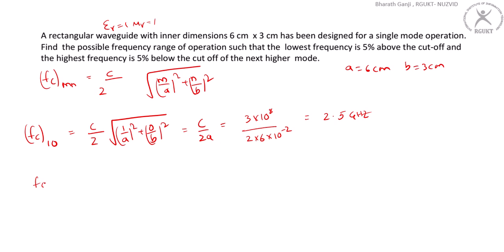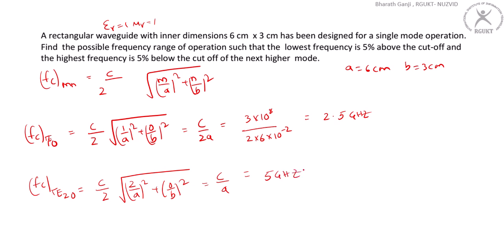So the next higher order mode can be TE20 mode. So let me find the cutoff frequency of TE20 mode. So I have to put 2 by a whole square plus 0 by b whole square. This gives me an answer C by a, which is 2 times of this, which is 5 gigahertz.